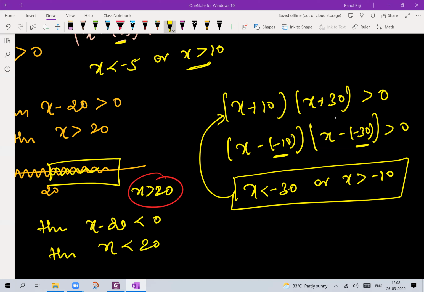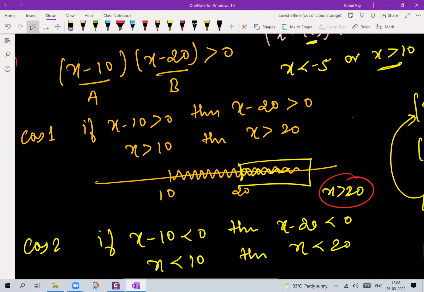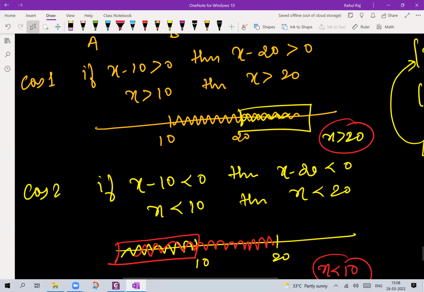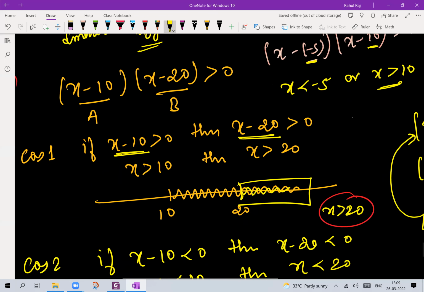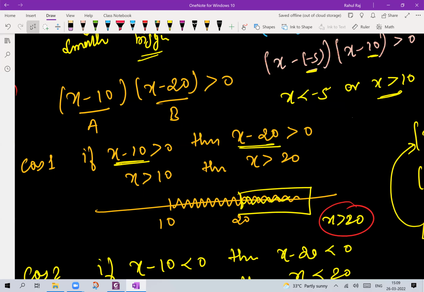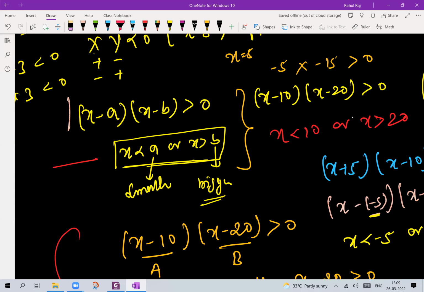Shruti, clear? I'm not getting it. If it's given greater than 0, how are you deriving x is less than minus 30? You showed the common denominator thing here. If it's given greater than 0, I'm not understanding. But you don't have to understand this, you just have to understand this format. See here. Don't understand that. Understand this format.